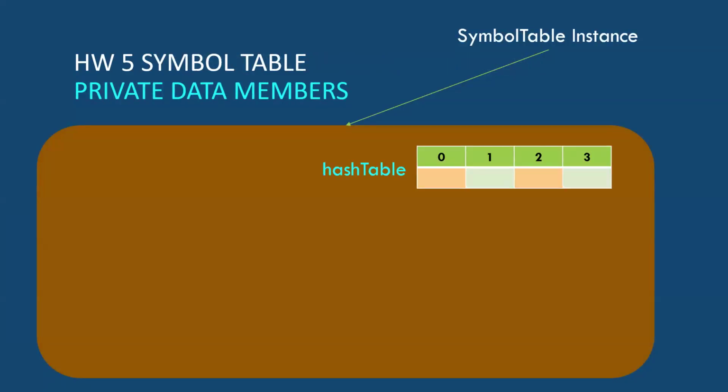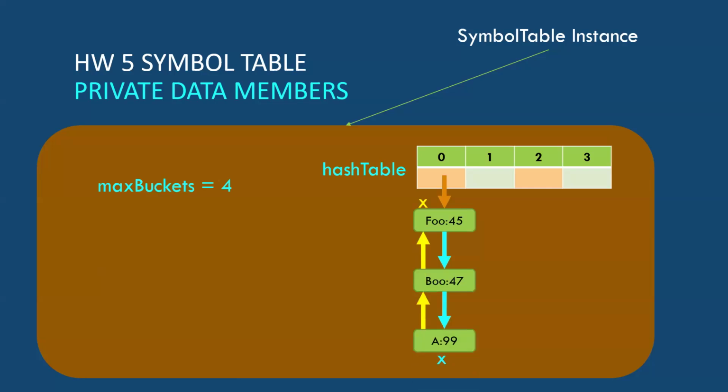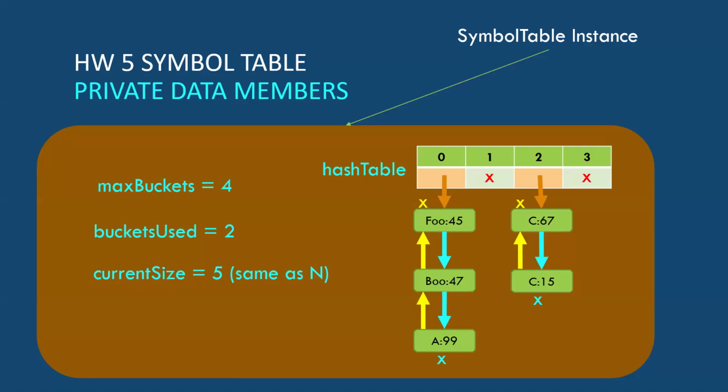So your homework 5 symbol table is going to look like this. It's going to have a hash table. It's going to have something called max buckets. It's going to have linked lists, right? Some of those locations are going to be null. Double link pointers are going to be in there. Buckets used and current size is going to be the same as n. Okay, so that's what we have called n today. And then M is the same as max buckets, so that'll be our M value called max buckets in your homework 5.